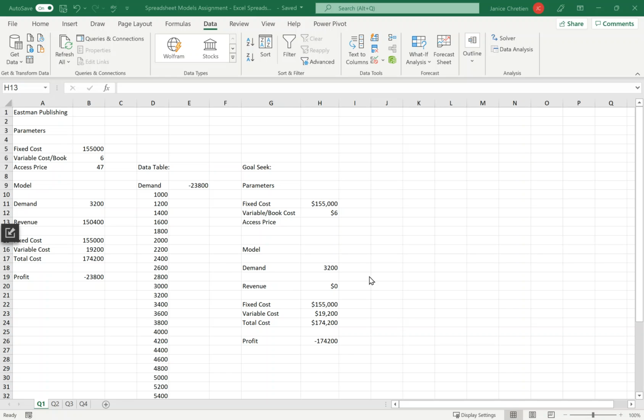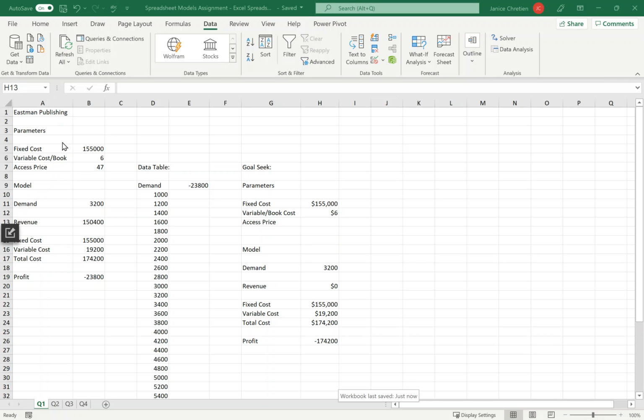Okay, this is Chapter 10, Spreadsheet Models, and this is question 1. There's a lot to put in to set up spreadsheets, so you can use mine that already has the formulas in there. But what you'll need to do is change your parameters based on the data you're given in your question. It's likely it's not identical to mine.